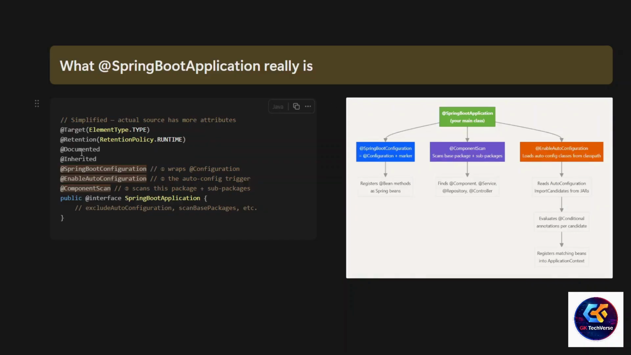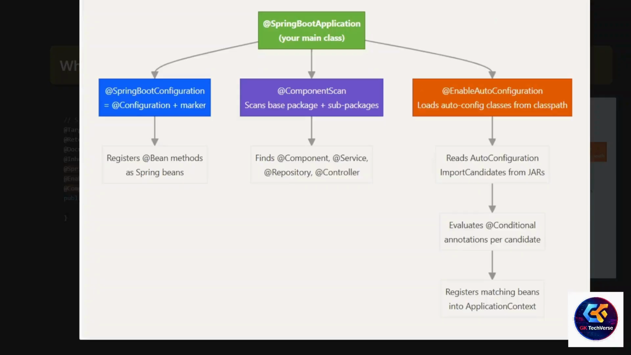Let me show you the actual source code. Here is what the SpringBootApplication Java class file looks like. It has three main annotations. These three annotations, each one does a distinct job. Let me go through each one individually, because understanding all three is what makes everything else in this video click.